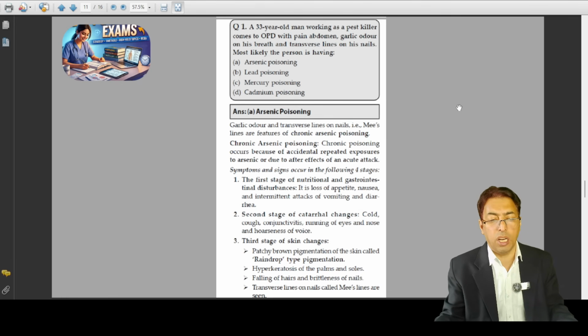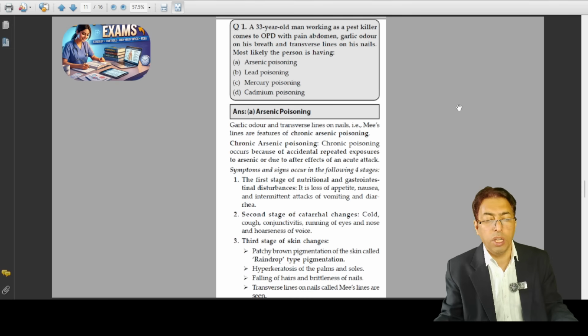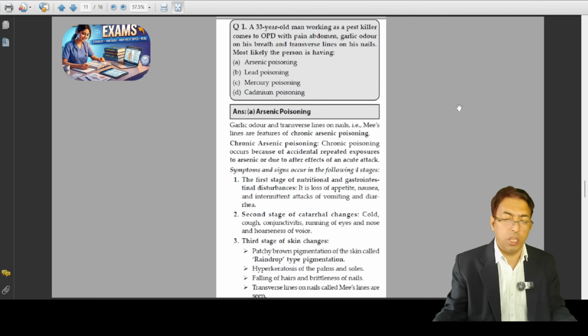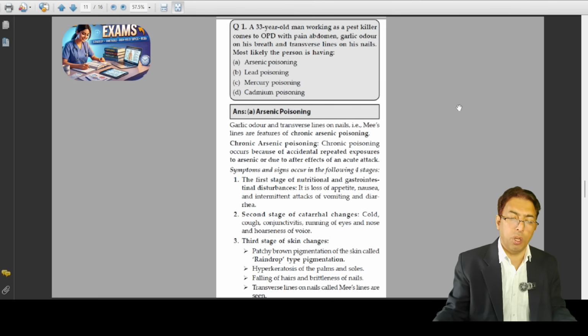And as far as arsenic poisoning is concerned, you have to remember the Mees lines in case of chronic arsenic poisoning, the garlic odor, the transverse lines on the nails, as well as raindrop pigmentation of the skin, and so many things which I will not go much into over here because the symptomatology over here is clear.